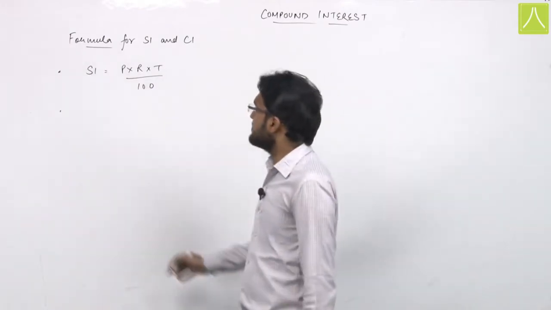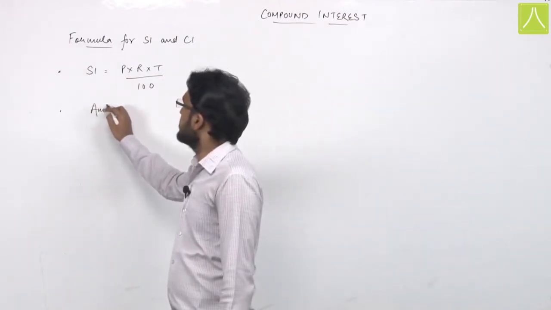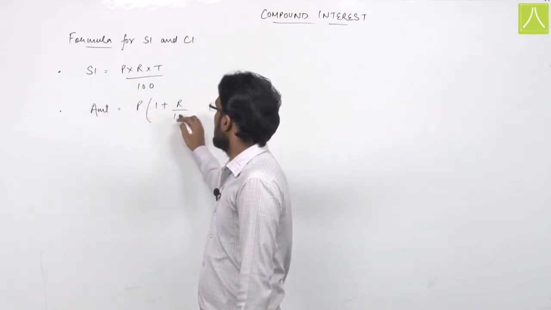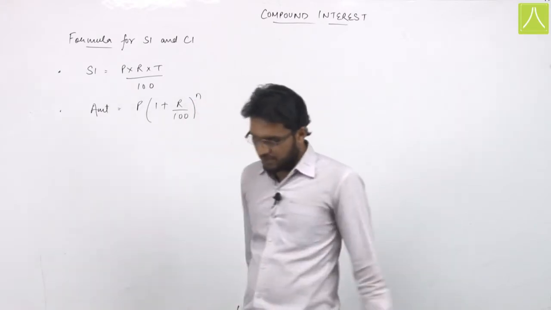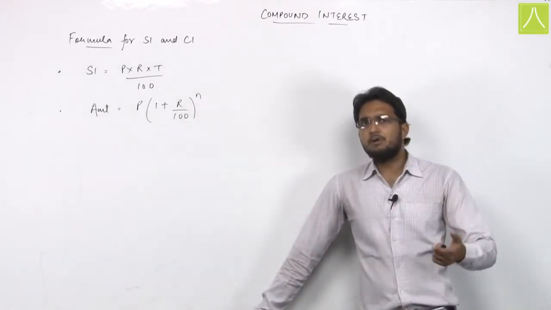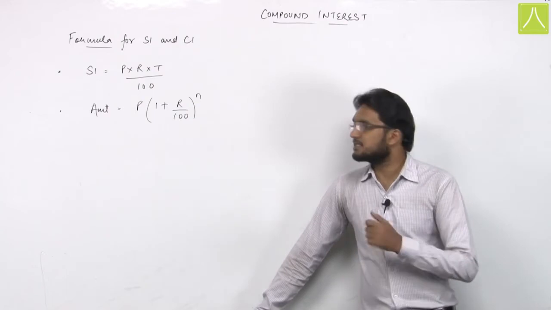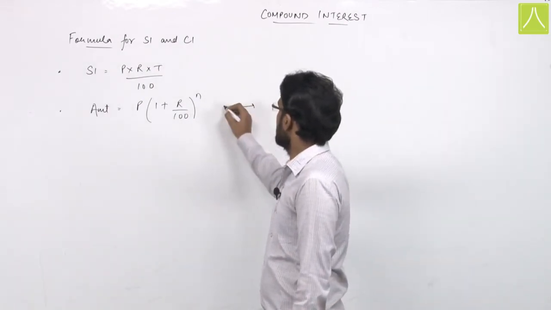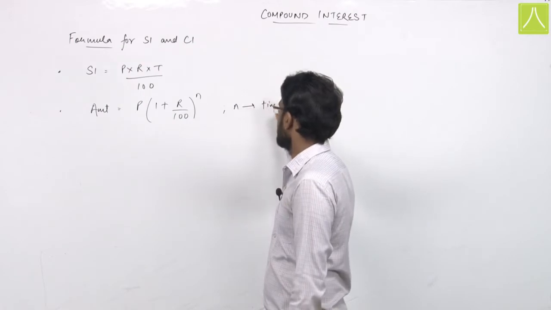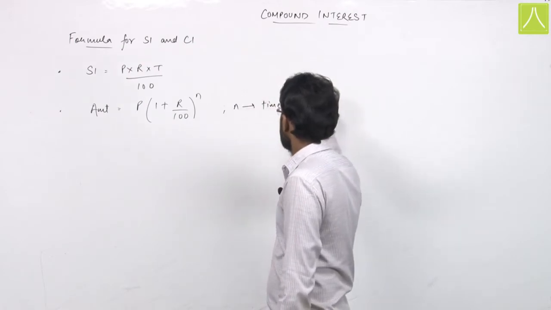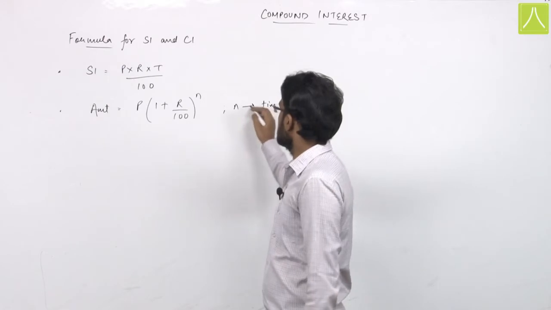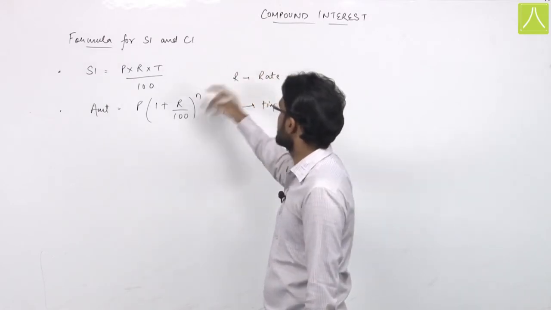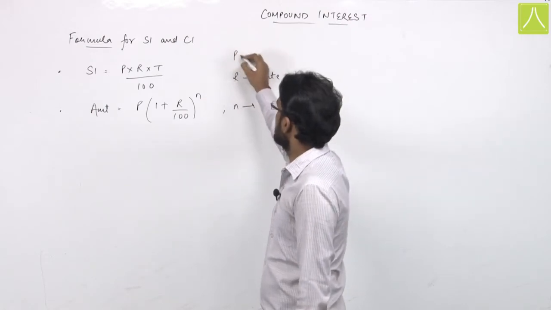So the first thing we are going to find is the amount, and the formula for the amount is equal to principal into (1 plus R upon 100) whole power n, where n is the number of years, that is the time. R is the rate, and it is the same for both over here, and P is the principal.